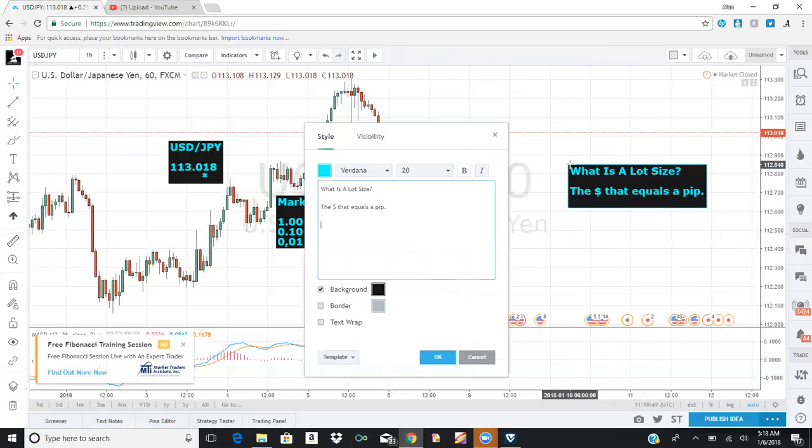So if you're trading on a $10 lot, which is a 1.00 lot size, every pip is worth $10, whether you're buying or selling, okay? So let's say that you are trading on a 1.00 lot size, right? That's equal to $10 per pip, right?